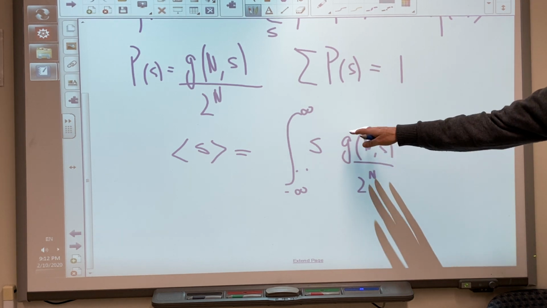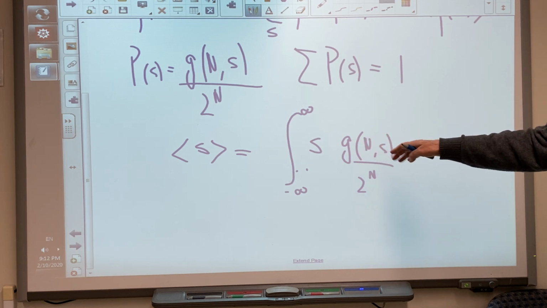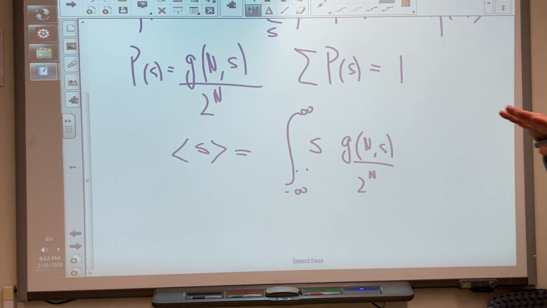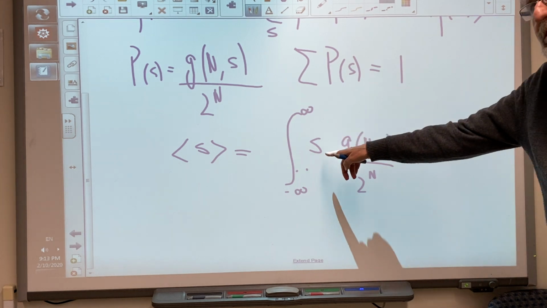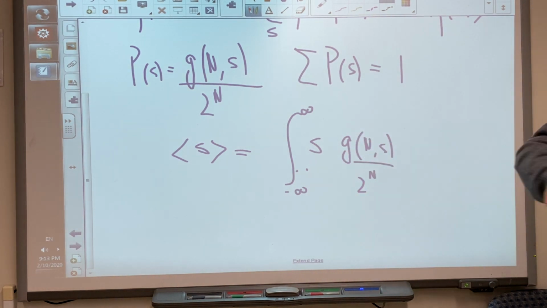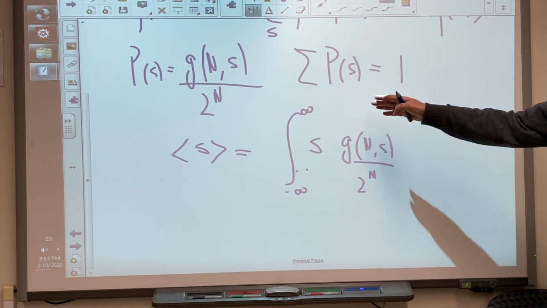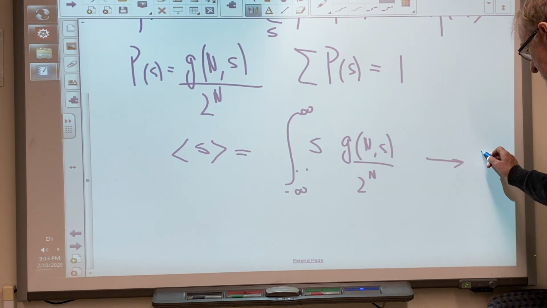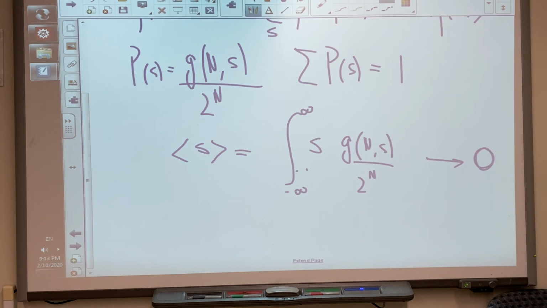Remember, g of ns is some constant times e to the minus 2 s squared over n. A perfectly even function. So when I multiply by s, I get a perfectly odd function. This integral will be 0. Okay? So this will be 0. What does it tell me?